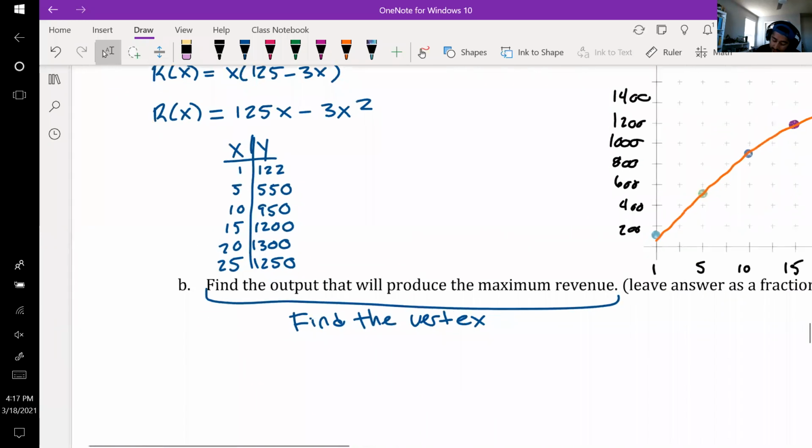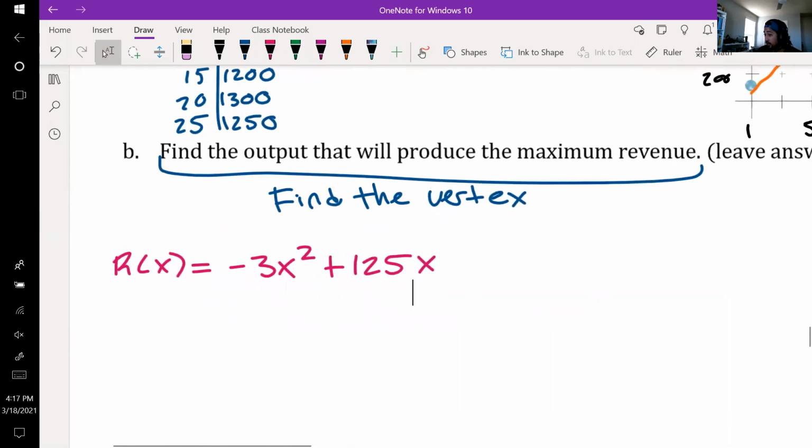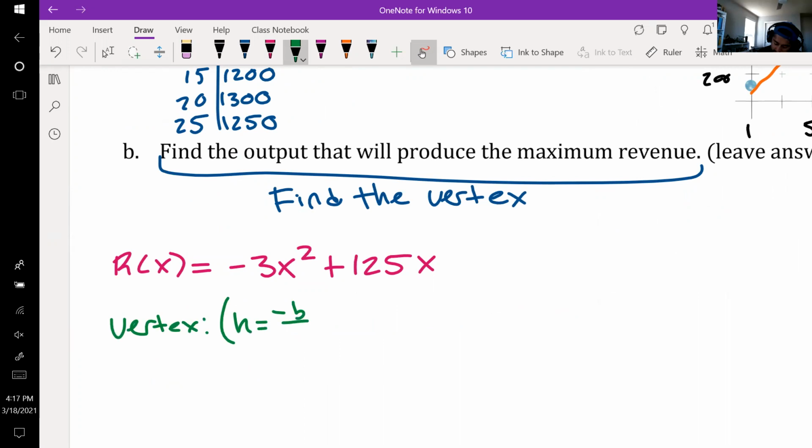Okay, so we want to find the output that will produce the maximum revenue. So once again, we're using the revenue function. I'm just going to rewrite it here with the highest power first. R of x equals negative 3x squared plus 125x. So if we're looking for the vertex, we're going to use this formula. The vertex is given by h equals negative b over 2a, and k is given by R of h.